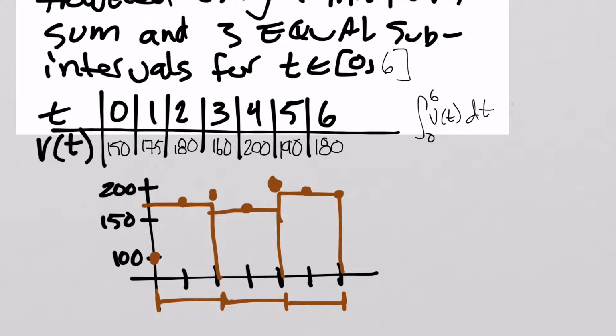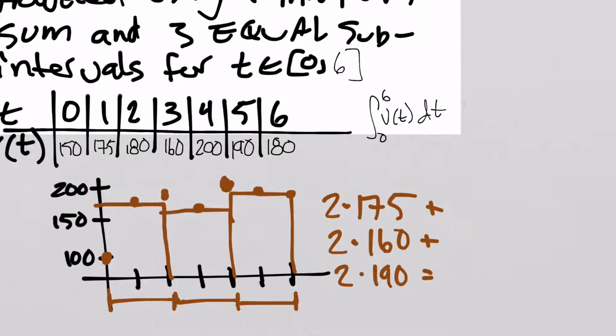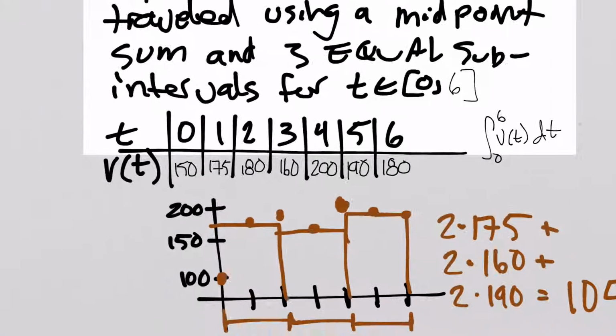Now to calculate these 3 rectangles, I know the width of each is 2, so the first one is going to be 2 times the midpoint value at the time of 1, which is 175. My next one is the width 2 times the midpoint value at t equals 3, which is 160. And my last one is 2 times the midpoint value at time 5, which is 190. I can calculate all of that and add it together to approximate the distance this plane has traveled as 1,050 miles.